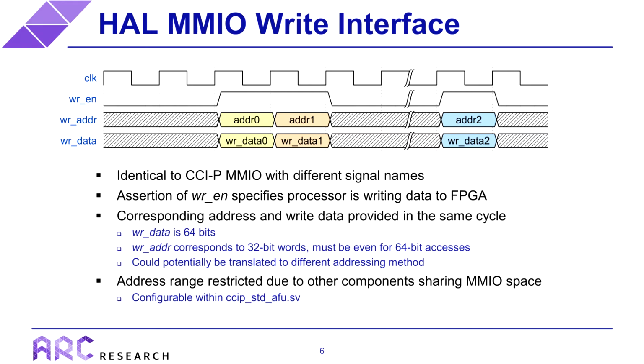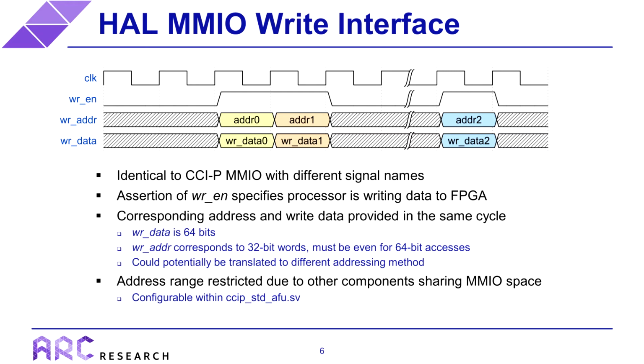This is basically exactly what we saw with the CCIP memory mapped I/O. I just have a different name here. Everything else is the same also. So write data is again 64 bits, just like it was before. Write address again corresponds to 32-bit words. So that means you have to provide even addresses because we're dealing with 64-bit data. I could have potentially changed that addressing method to have it different from the underlying CCIP, but I didn't really want to confuse people with a separate addressing scheme, so I just left that the same.